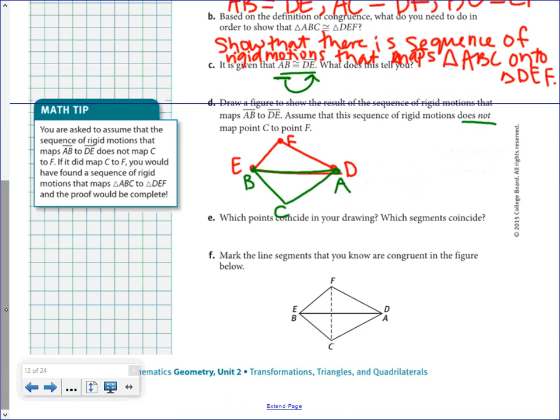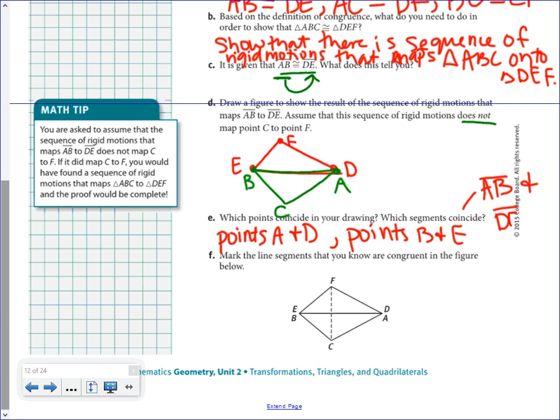Then they ask you which points coincide in your drawing. Which points are on top of each other? Which points overlap? Points A and D, and points B and E. And then it asks which segments coincide, which ones overlap. And so the segments that overlap are segment AB and segment DE.